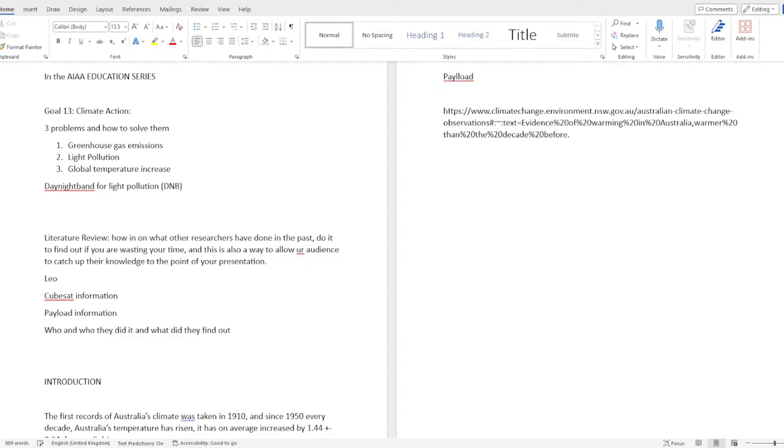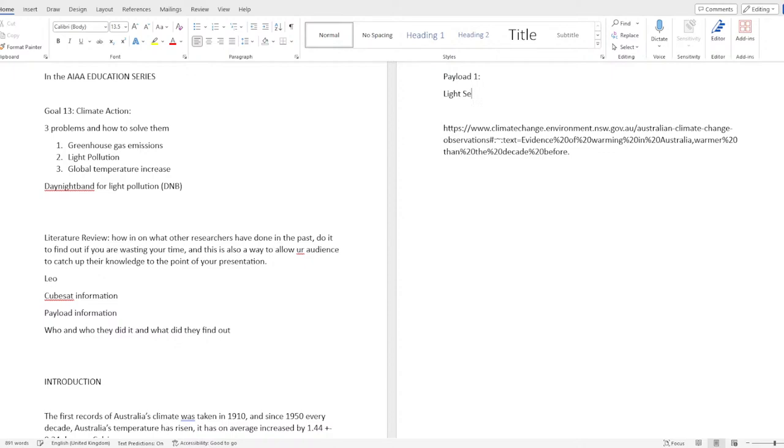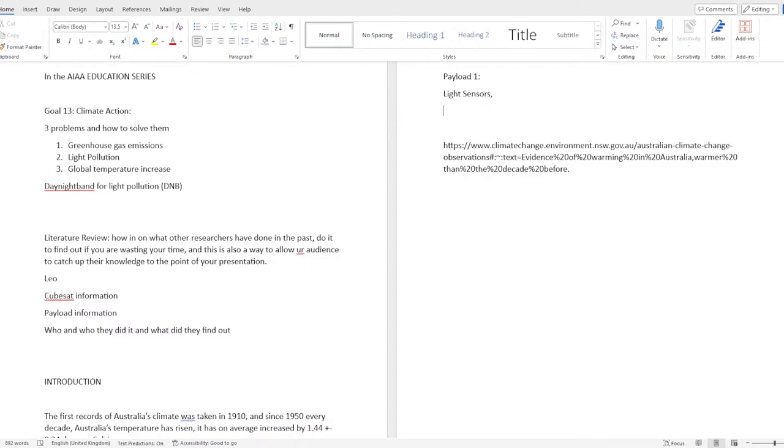Payload 1. We can use light sensors. I don't know what light sensor I'm going to use, but light sensors. Why did my music stop? There we go. Okay, let's go back. Sorry about that. Light sensors. Use of light sensors. We can see if there is a change in population density over an area.